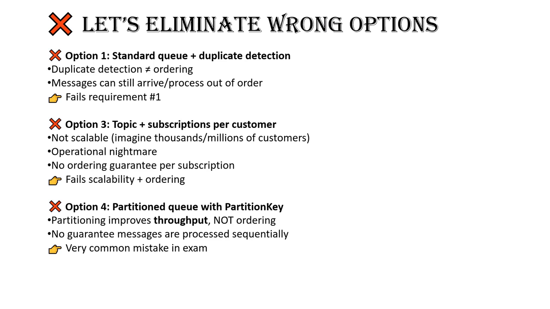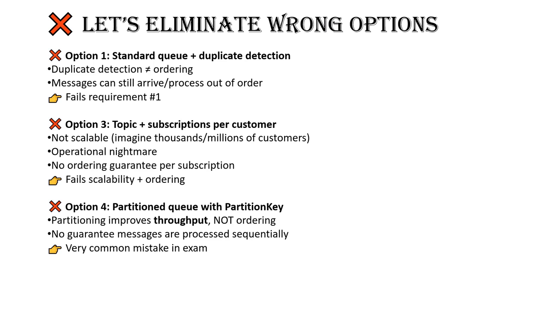Option 1 says standard queue plus duplicate detection. Duplicate detection is not equal to ordering. Messages can still arrive or be processed out of order. So it fails requirement 1.